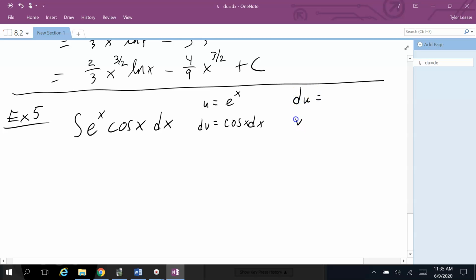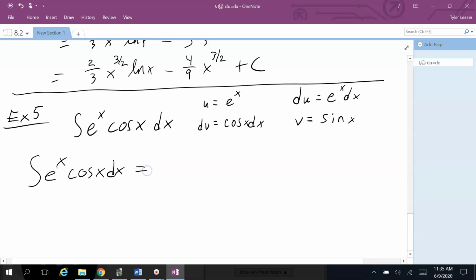Once you have the u and the dv, you have to find the du and the v. The derivative of u is just going to stay e to the x, but I'm going to throw the differential dx on there. dv, which is cosine x dx, the antiderivative of cosine x dx is just sine x. Okay, so now just copying what we have. We have our initial thing we're trying to find, the integral e to the x cosine x dx.